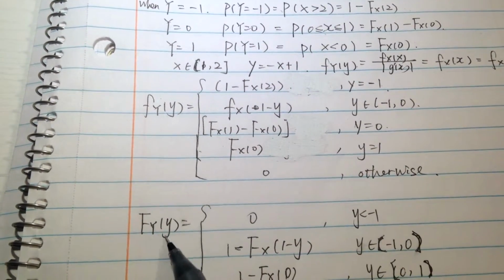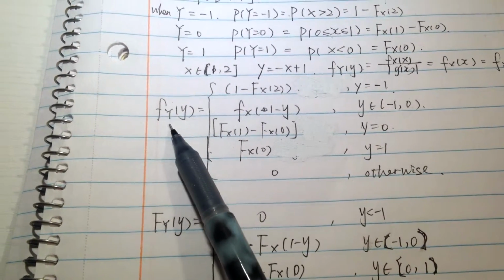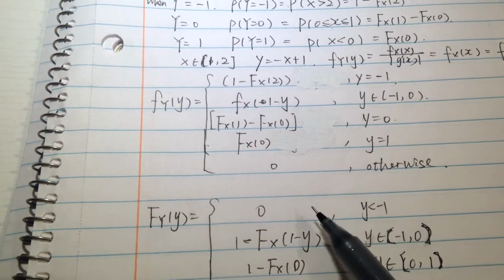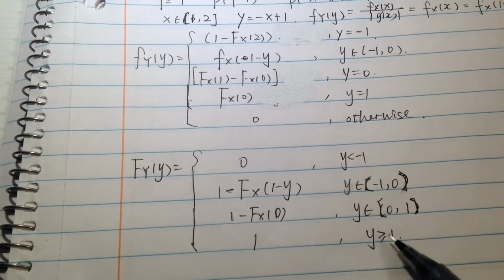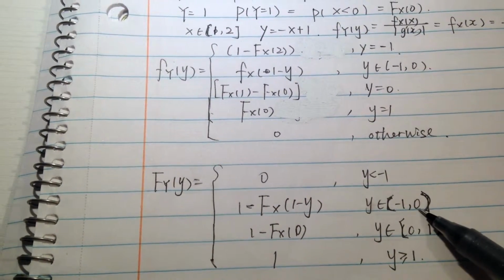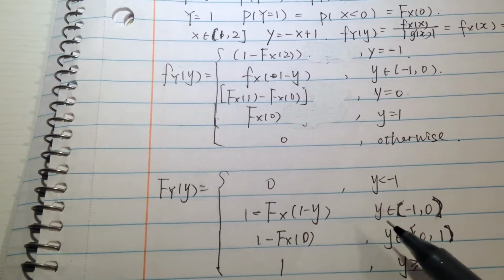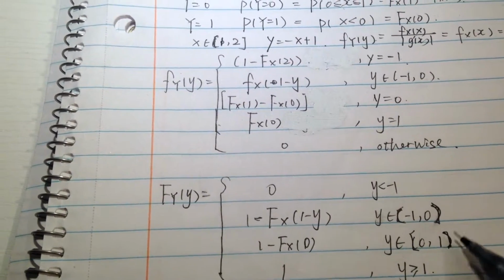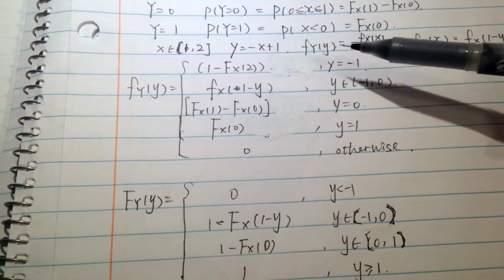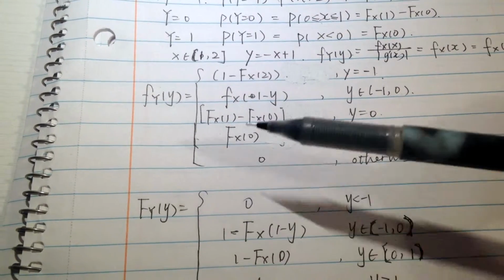And we know the distribution function we can get is the integral of the density function. So when Y is less than minus 1 it is equal to 0, and when more than 1 it is equal to 1. Between minus 1 and 0 it is equal to 1 minus Fx(1 minus y), and for Y between 0 and 1 it is equal to 1 minus Fx(0). So these are the expressions of the density function and the distribution function.